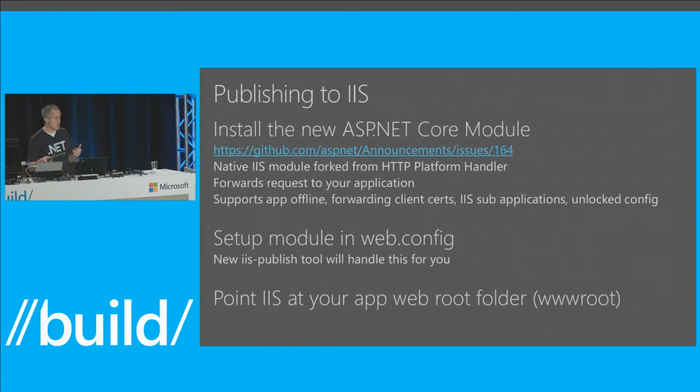OK, so let's say you want to do this with IIS. If you're doing this on Windows, what does that look like? The way we run ASP.NET Core in IIS is using a native IIS module. Up till now, we had been using an existing module called the HTTP Platform Handler, and all this thing does is take requests and forward them to a process of your choice.